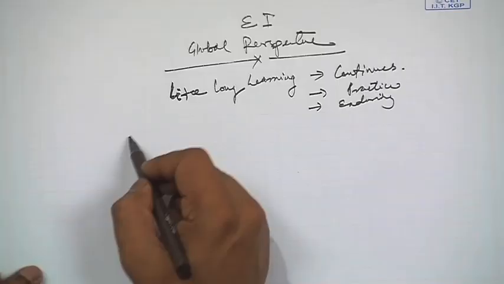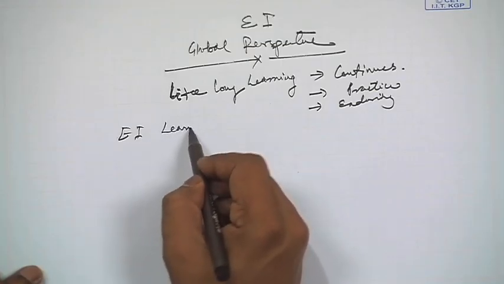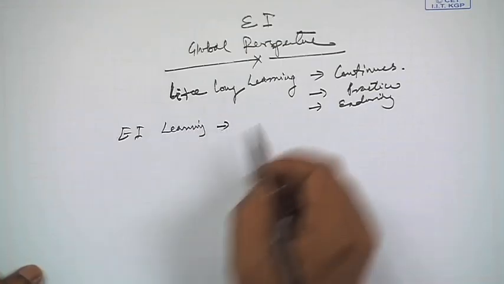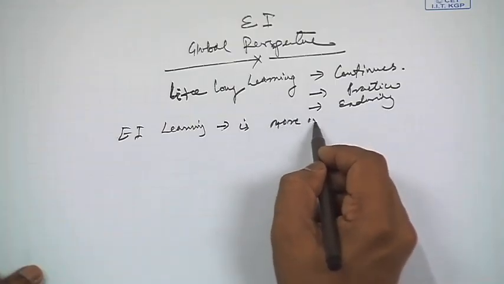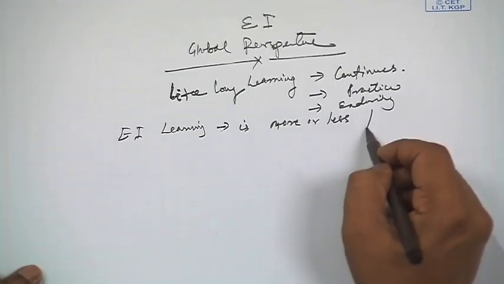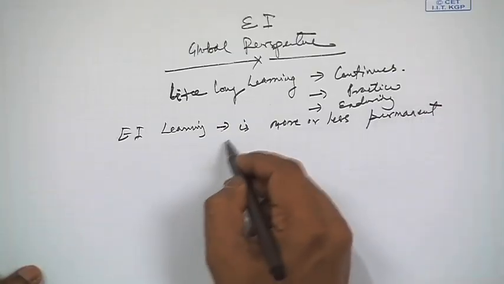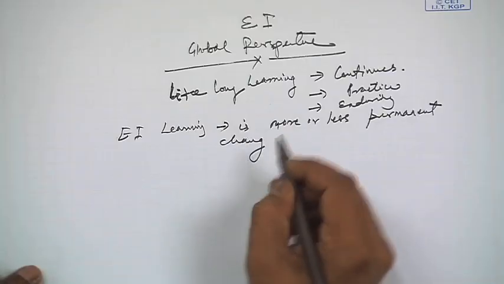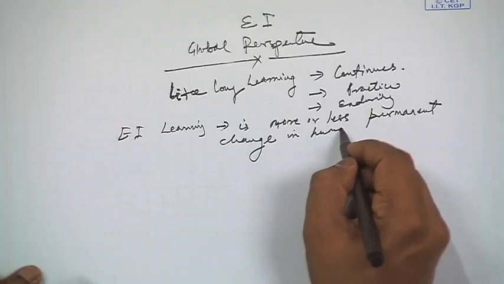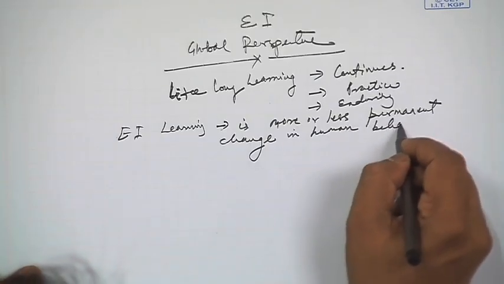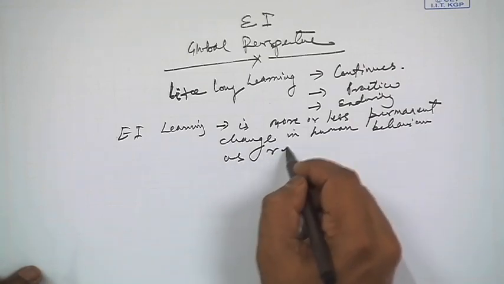So, that is why you often say that EI learning, or any learning, is more or less a permanent change in human behavior as a result of practice.